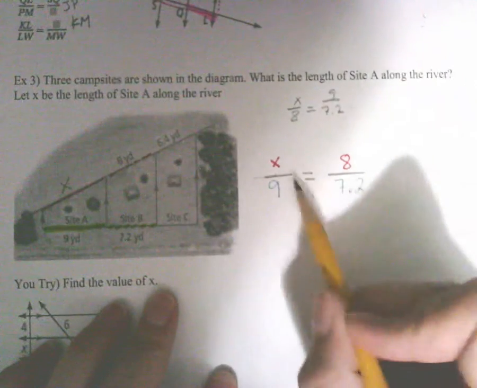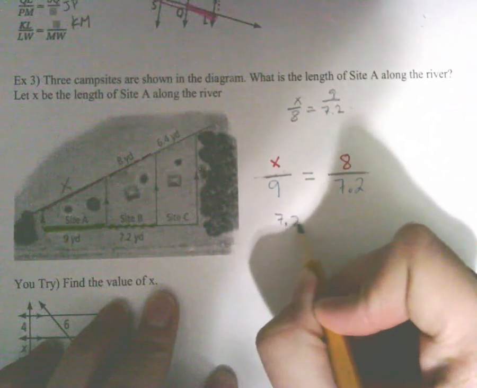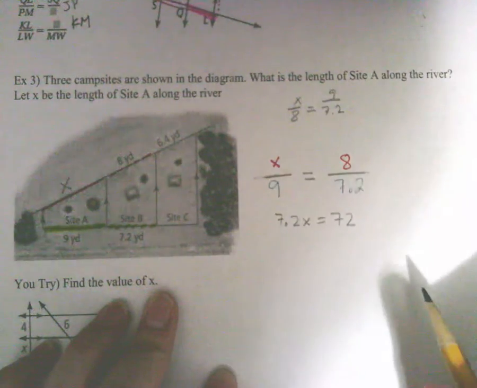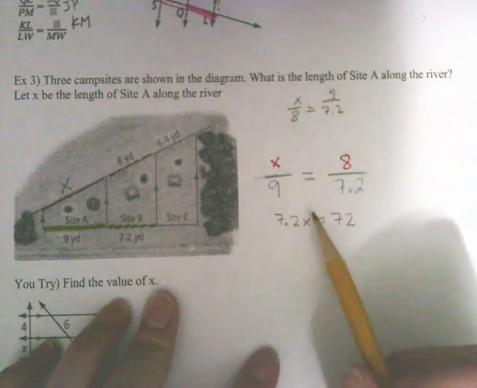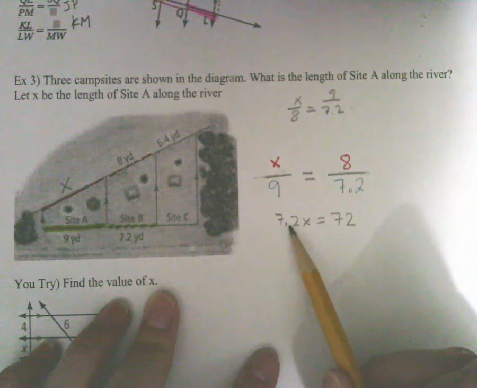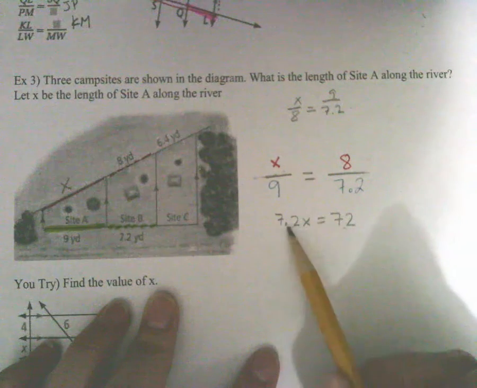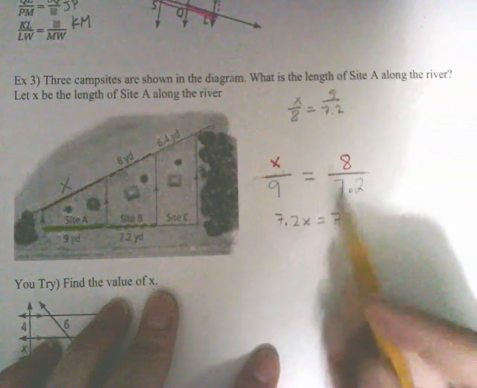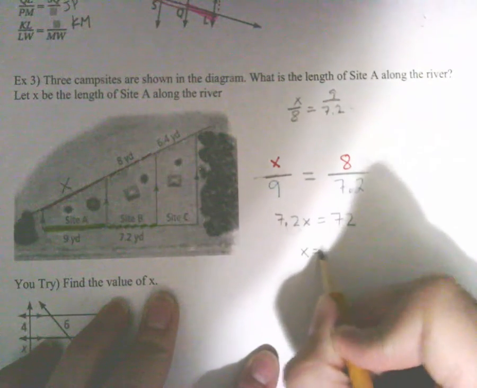Now if we cross multiply, we get 7.2x equals 72. Now instead of doing division, just think, what do we need to multiply x by to get 72 over here? So basically we need to multiply by 10 so that this decimal place moves over. So x has to be 10.